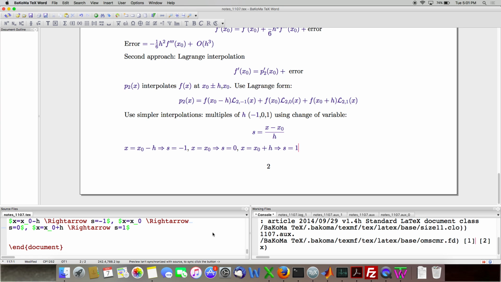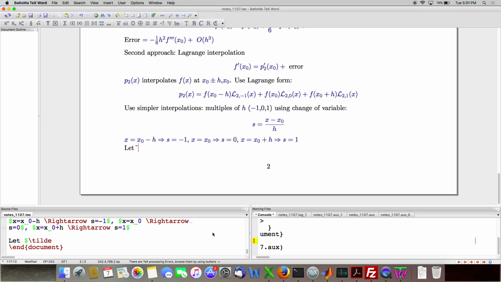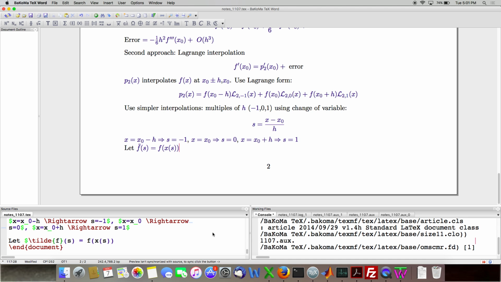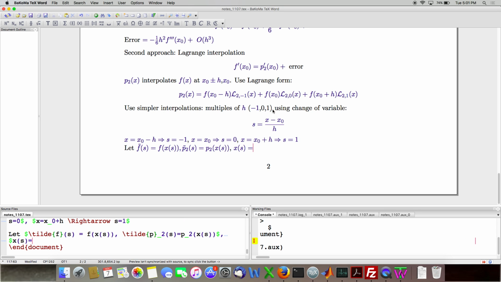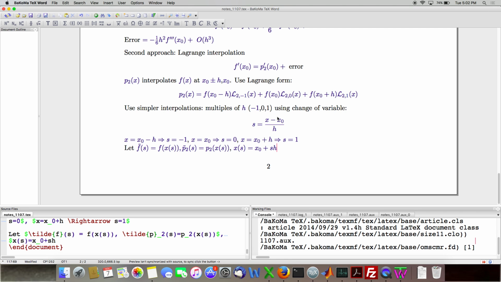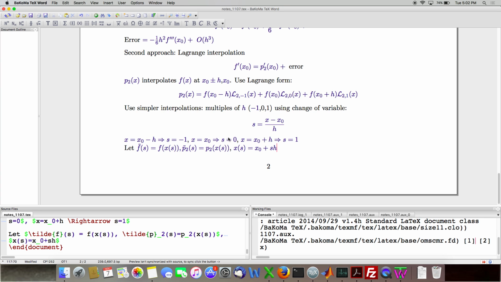So now I'm going to define f tilde of s to be equal to f of x, or really f of x of s. And then p2 of s equal to p2 of x of s. So I'm equating functions of x with functions of s, just so I can look at it from either point of view, where x of s is just reversing this change of variable. So it's x naught plus s times h. Here I've mapped from x values to s values. This just takes me the other way, just for convenience.